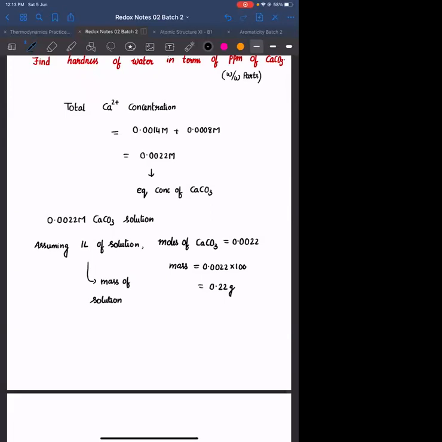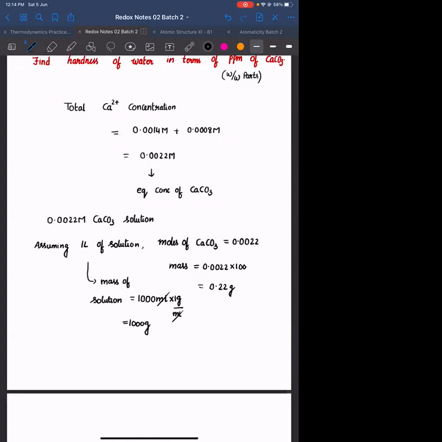For this, we need to know the density. If you see the concentration of CaCO3, 0.0022 molar is very, very less. Because of the addition of that much small amount of CaCO3, our assumption is the density of water is not changing. If the density of water is not changing, it will be 1000 ml into 1 gram per ml, which is equal to 1000 grams.